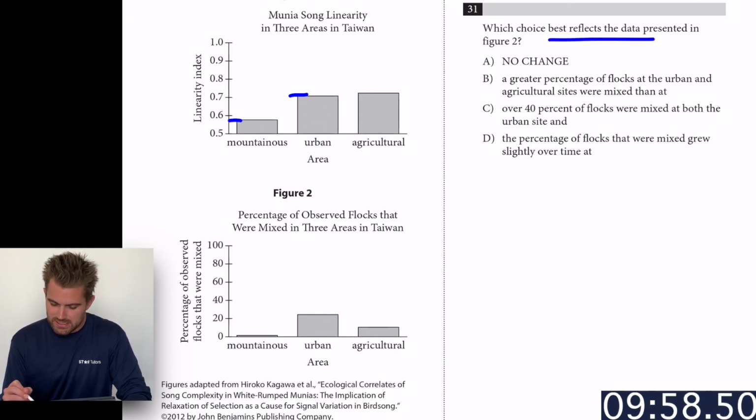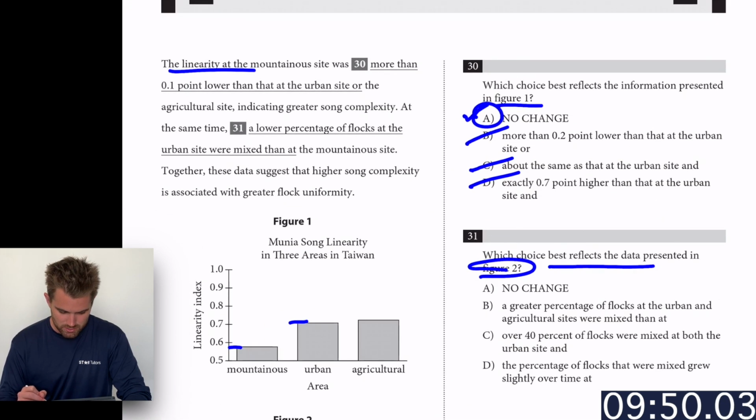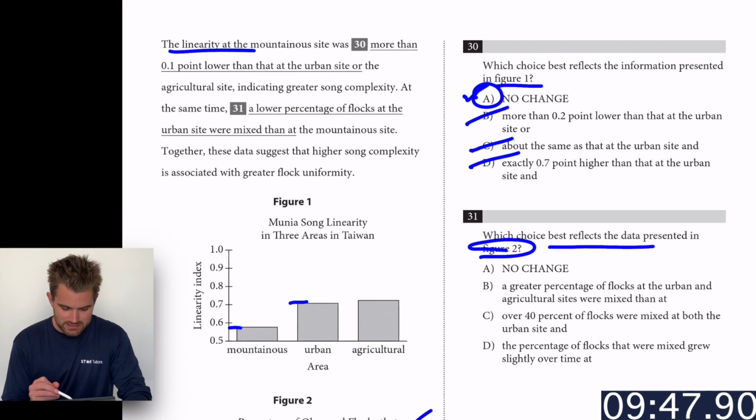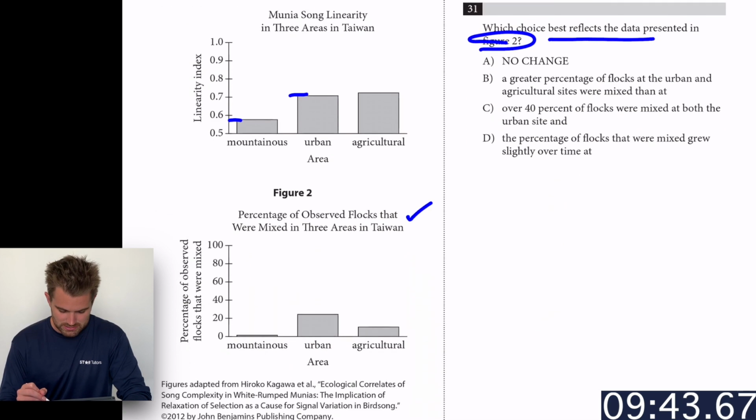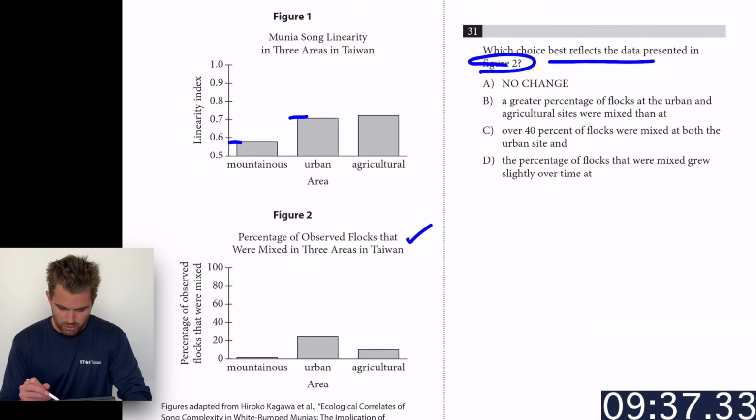Which choice best reflects the data presented in figure 2? Percentage of birds or flocks, the word mixed, let's see. Observe 2. Oh, do we have something up here? Yeah. At the same time, a lower percentage of flocks at the urban site were mixed than at the mountainous site. At the urban site, a lower percentage? No, the urban site doesn't have a lower percentage, right?